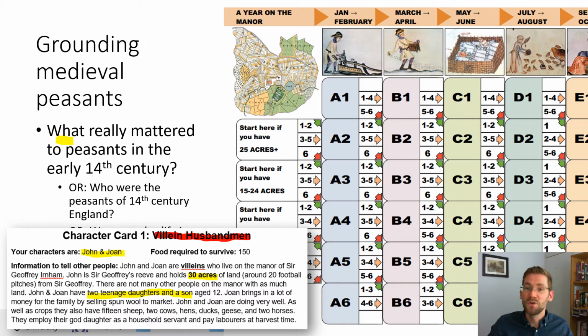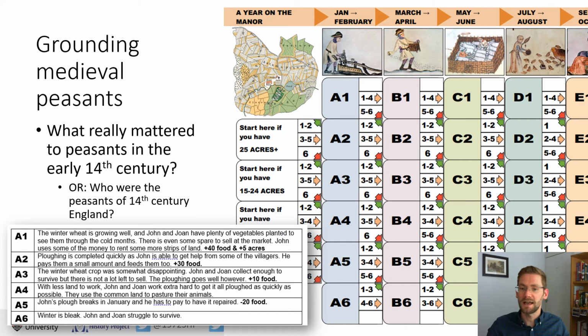So they move across the game board, and they have to read out what's happened to them, and they share it with the others on their table. And of course, because they've all got different characters, they start to get a picture. So there is a villein husbandman, there is a free husbandman, there is a villein labourer, and there is a single free peasant, a cottager, who's living on his own. And therefore they start to get a sense of what kinds of things impact their lives.